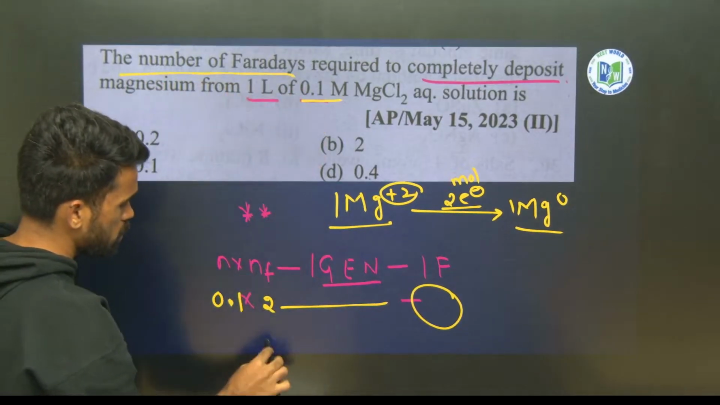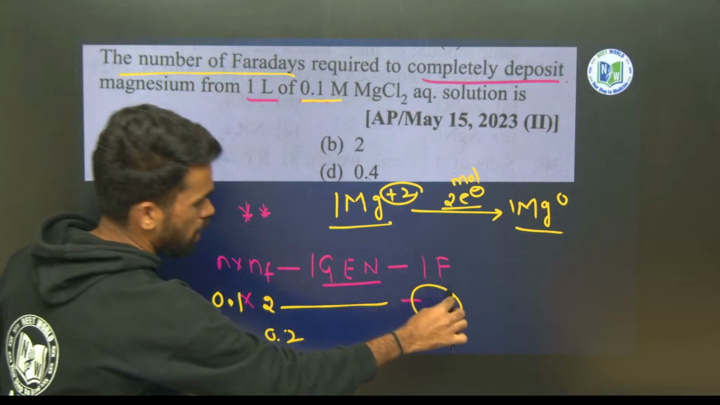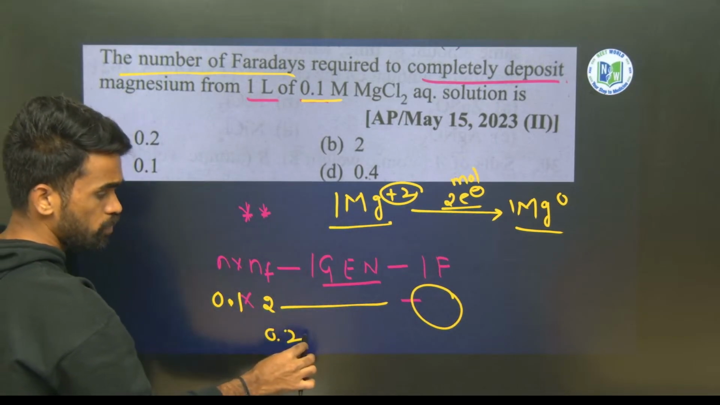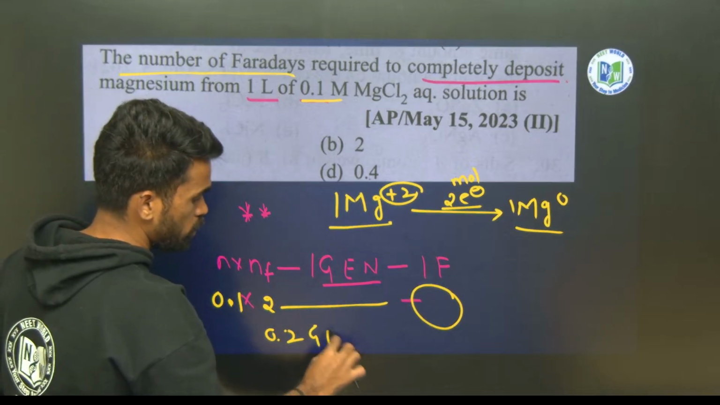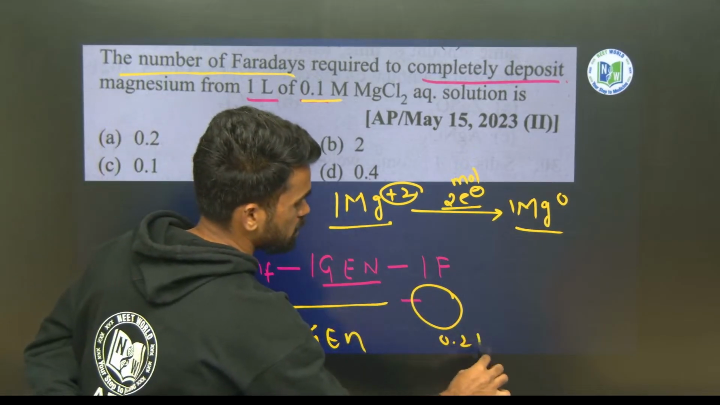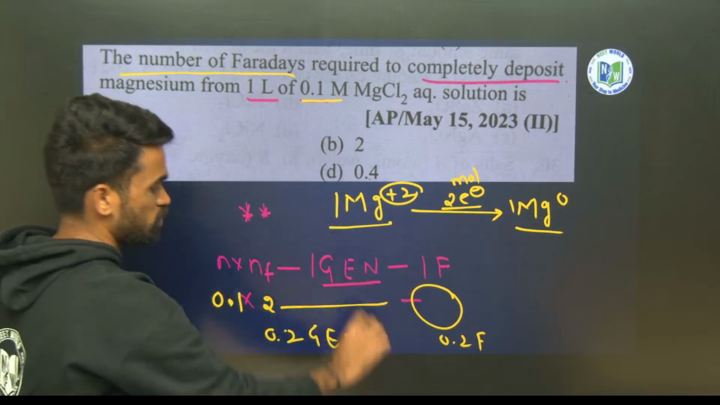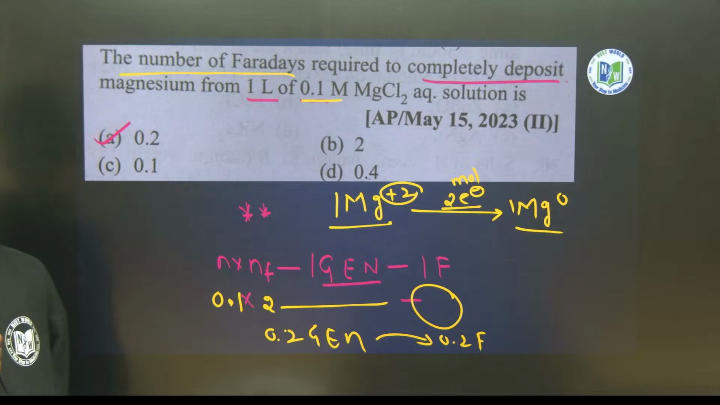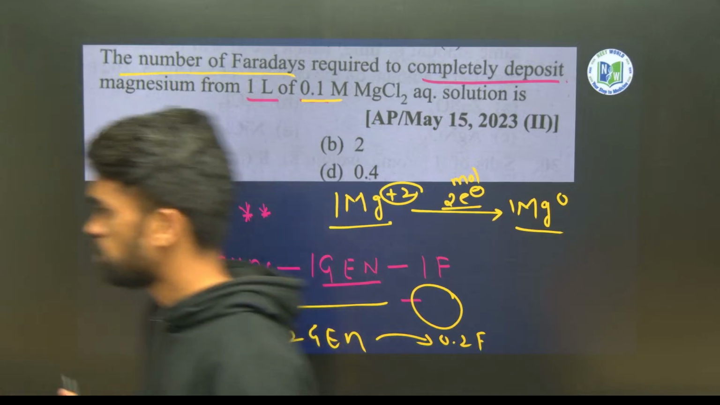So this will be how much? 0.2. So your answer should be, for 1 gram equivalent you require 1 Faraday. So for 0.2 gram equivalents you require 0.2 Faraday. That's it. Very simple. Based on this simple relation, you can solve this question easily. So option A will be your answer. Okay. Next.